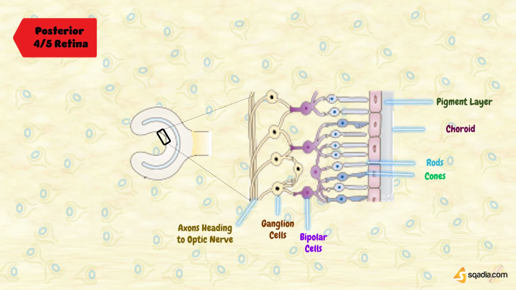Deeper again lies a fibrous layer comprising the axons of these neurons, with axons leading towards the optic stalk. And we know that the optic stalk will develop into the optic nerve, while this is the intraretinal space. This intraretinal space is also called the optic vesicle cavity. This was about the posterior 4/5 of the retina.